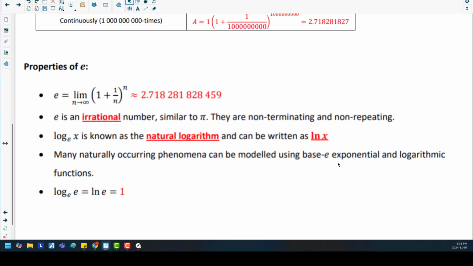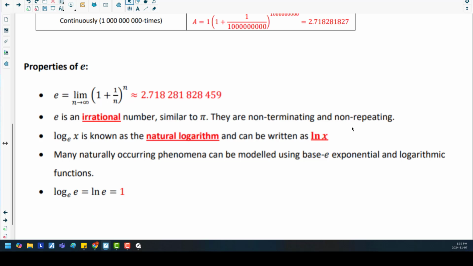So if you want to approximate this, 2.71828. I guess you can keep up to 5 decimal places. Log base e of x is known as the natural log. That's the third point here. And this can be written as ln x.